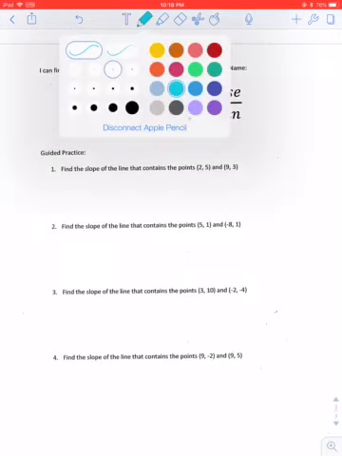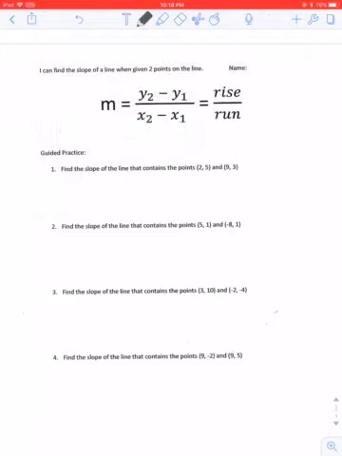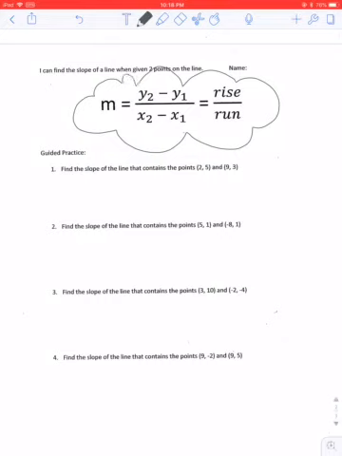And what we're going to do is find the slope using this equation right here. We're going to plug our x and y values into that equation. So for number 1, it says find the slope of the line that contains the points (2, 5) and (9, 3). So the first thing I'm going to do is label these. 2 is going to be x1, 5 is y1, 9 is x2, 3 is y2. So that's just letting me know (2, 5) is my first point, (9, 3) is my second.